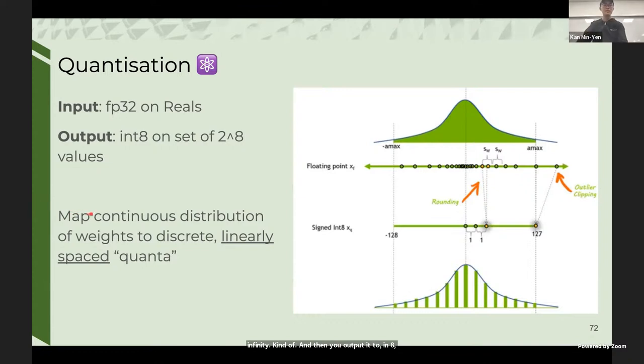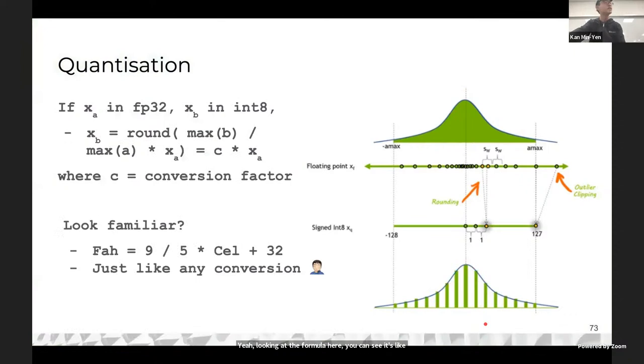So you're mapping a continuous distribution of weights to one that's discrete, linearly spaced quanta. If you want to know why it's called quantization, it's because back in quantum physics, you had this thing called quanta, where you had discrete things. Yeah, anyways. Looking at this formula here, you can see you take something continuous and you split it up into chunks that are linearly spaced, right? And then you ask me how you do it.